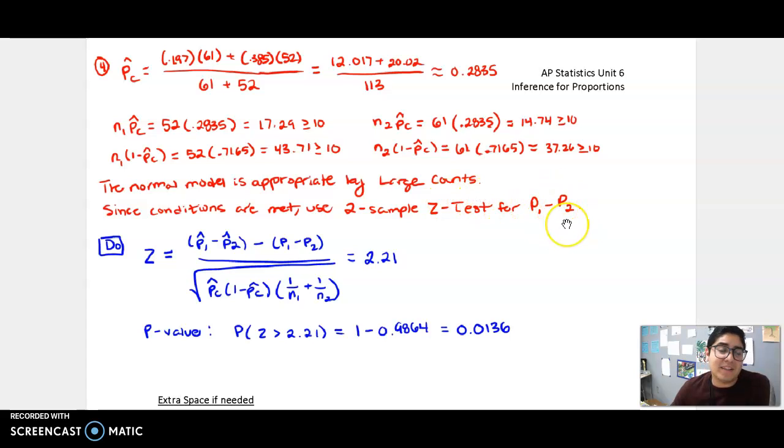And you can write it symbolically or you can write it in words. Next up, we're going to go to the do step here. I'm just pulling this from my formula sheet, the statistic minus the parameter over the standard error. And I'm going to get 2.21. And since I want a greater than value, if I'm checking, again, using my z table, I would get about 0.0136.